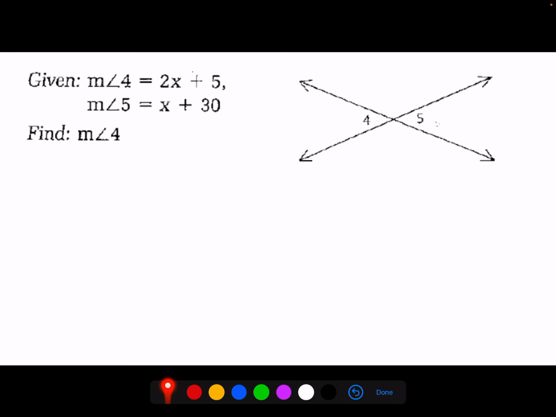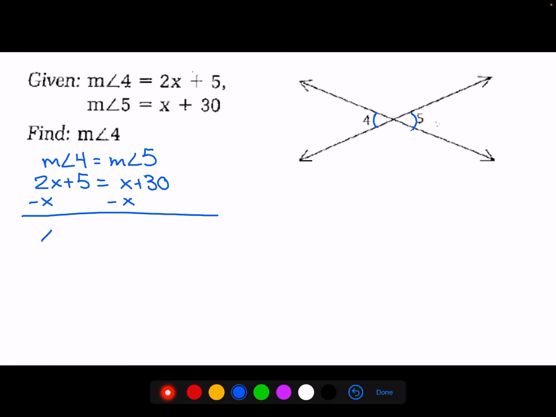So looking at this, angle 4 and angle 5, their relationship is that they are vertical angles, meaning that they are congruent to each other. So we can say the measure of angle 4 is equal to the measure of angle 5, which allows us to also say 2x plus 5 equals x plus 30. So from here we can go ahead and solve for x. Subtracting x from both sides, I get x plus 5 equals 30. Then subtracting 5 from both sides, we get x equals 25.